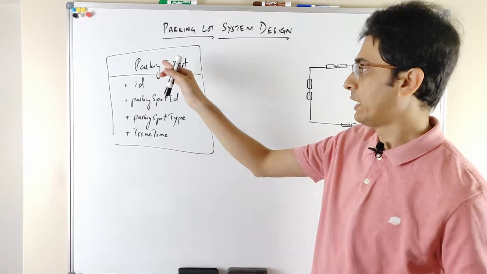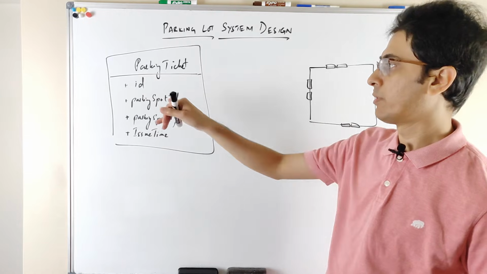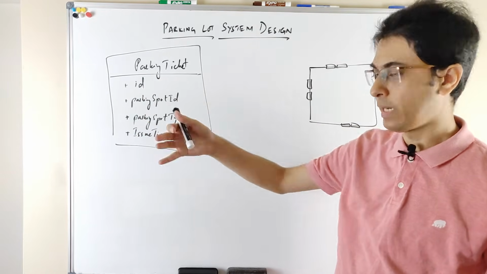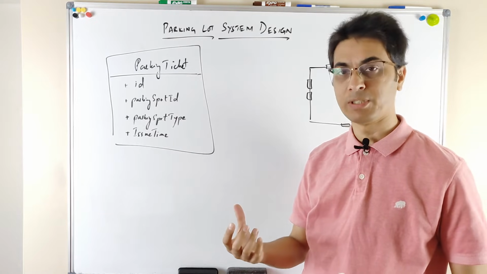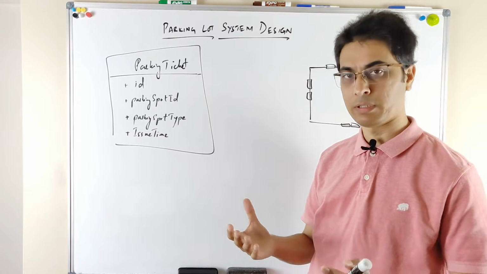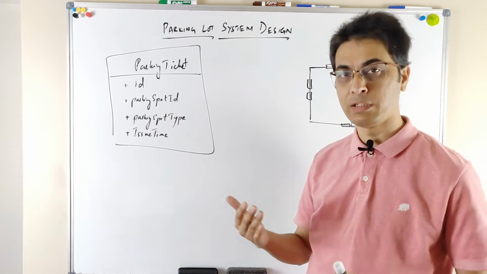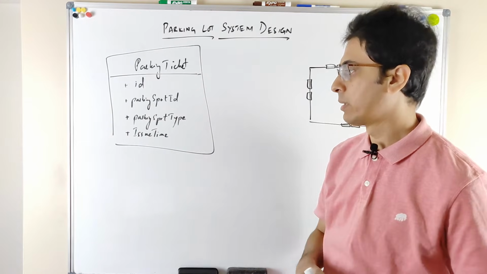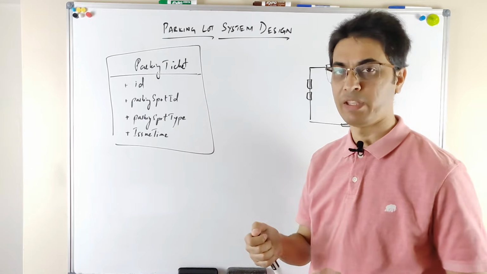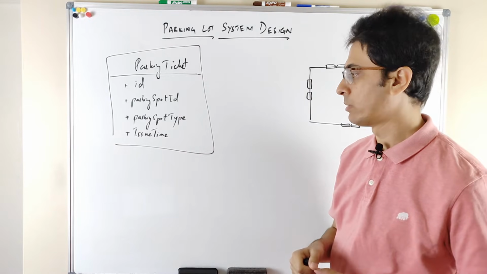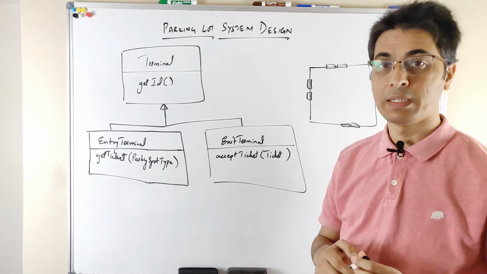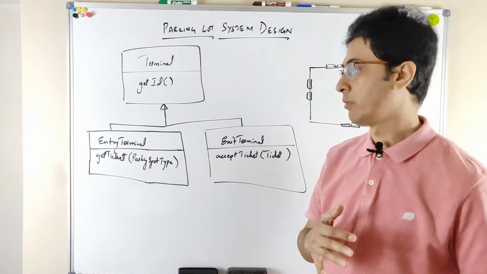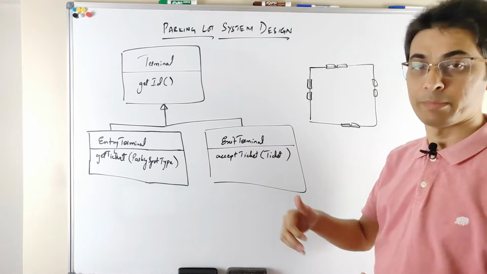We will have a parking ticket, where we will have the parking ticket ID in it, and the parking spot ID. The ticket will contain the information about the spot or the parking slot number where the car needs to be parked, then the parking spot type, and the issue time, which is the time when the vehicle enters the parking lot. As we discussed in our requirements, there are two types of terminals that we have in our parking lot system, which are entry terminal and exit terminal.